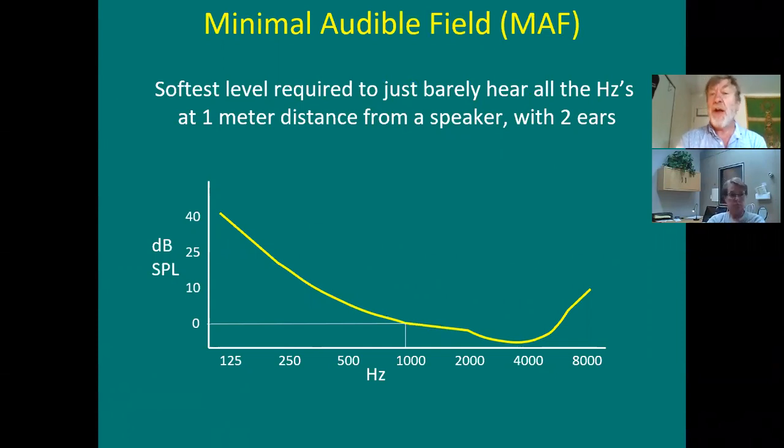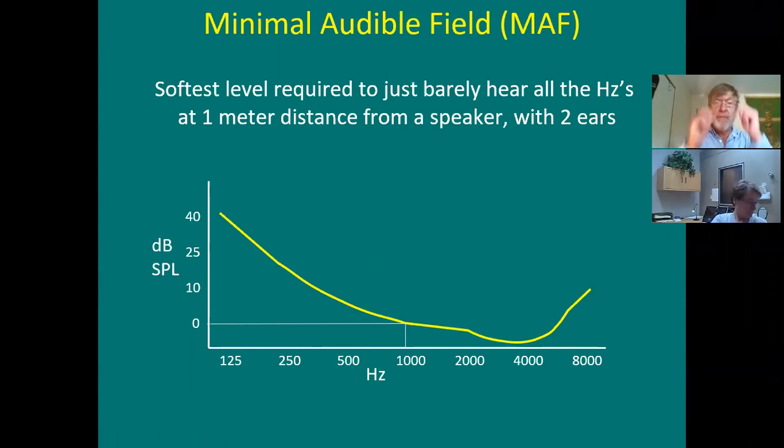So now look at 1,000. You'll see a little white line going up. And look at here. That's what we called zero dBSPL. No news there. It's all the same. But look at 500. I've got to make it more intense for a listener to hear a 500 hertz tone at 1 meter distance from a speaker with two ears. Okay? And 250, I've got to make it more. And look at 125, I've got to make it 40. 125 has to be 40 decibels in order to be just barely audible.